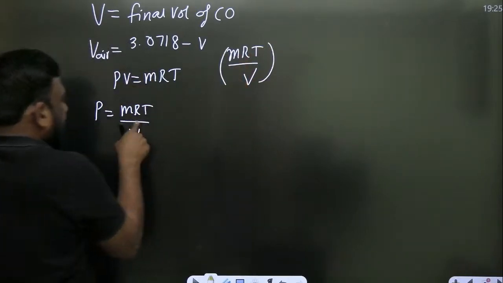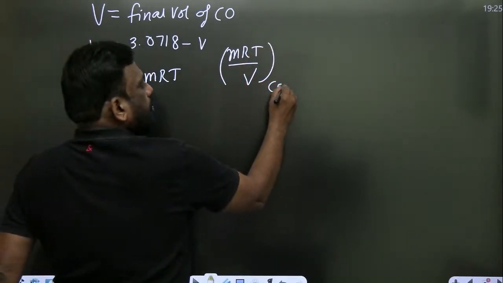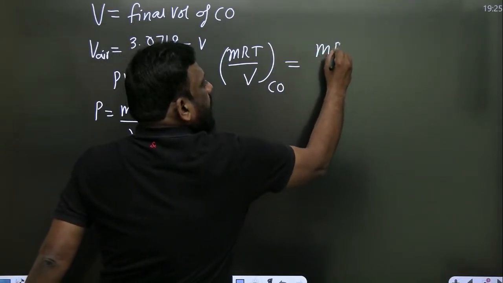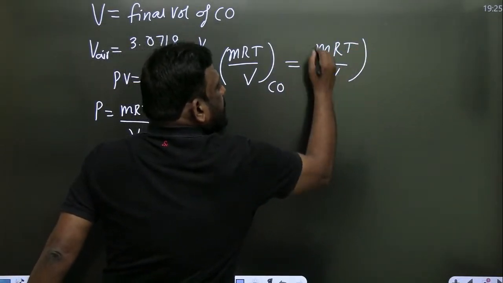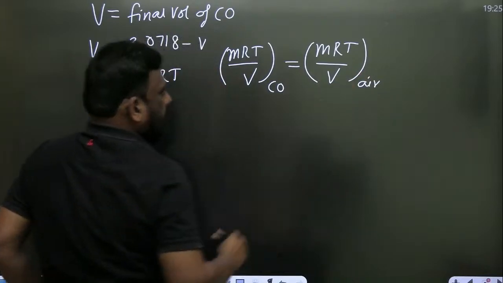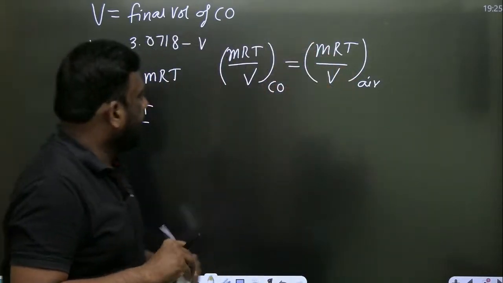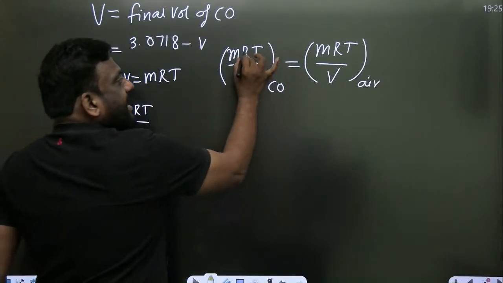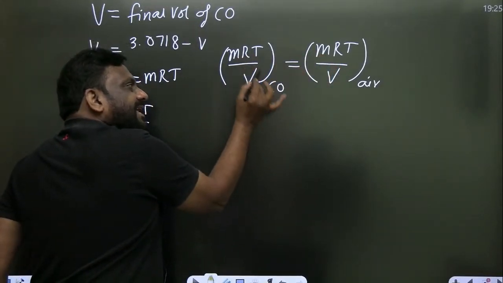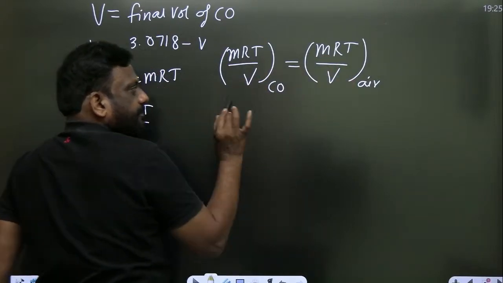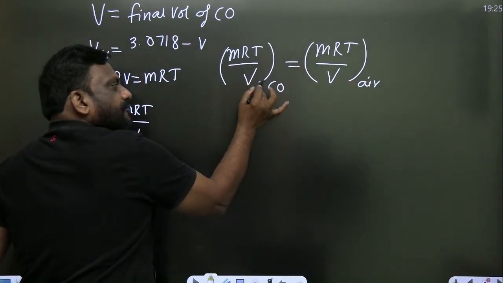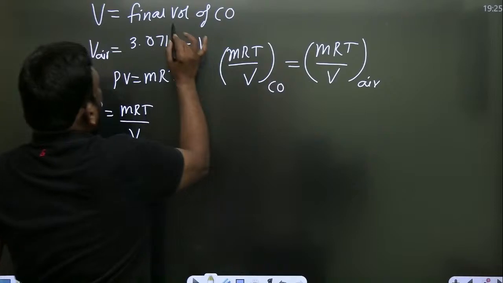The final pressure of carbon monoxide should be equal to mRT by V, the final pressure of air. But finally it is reaching equilibrium, so both should be the same. Now, understand carefully. Don't cancel this R, this R. This R is for carbon monoxide, this R is for air. Don't cancel this volume. This is the final volume of carbon monoxide, this is the final volume of air.